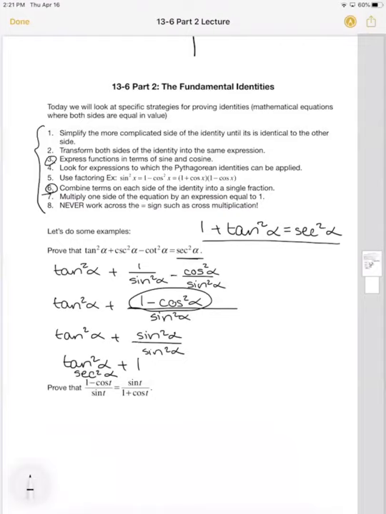And so there is my proof. I have taken this more complicated left side and used some techniques of using my Pythagorean identities, putting things in terms of sine and cosine and combining into a fraction, and I have come up with the left side proven to be equal to what's on the right side.